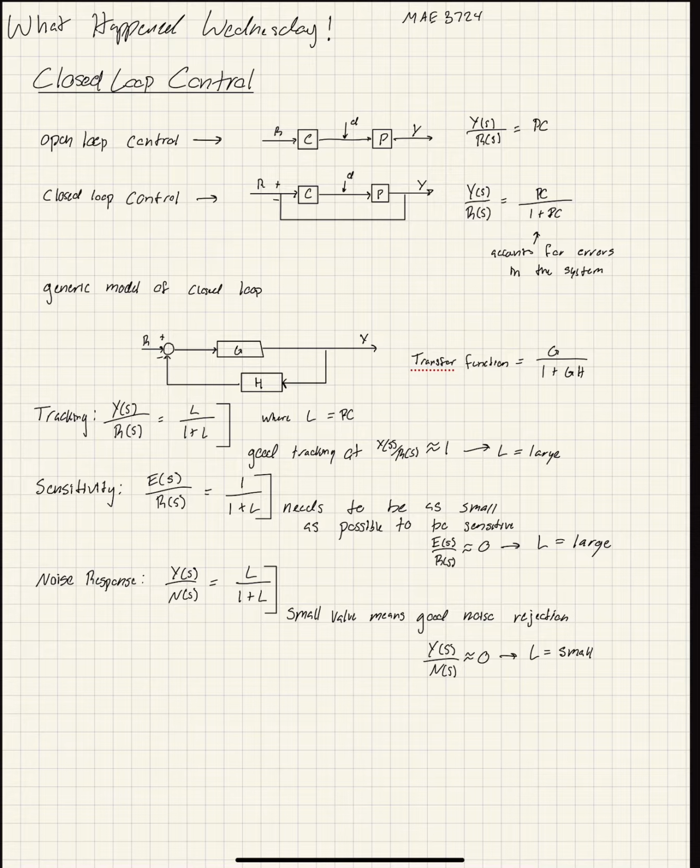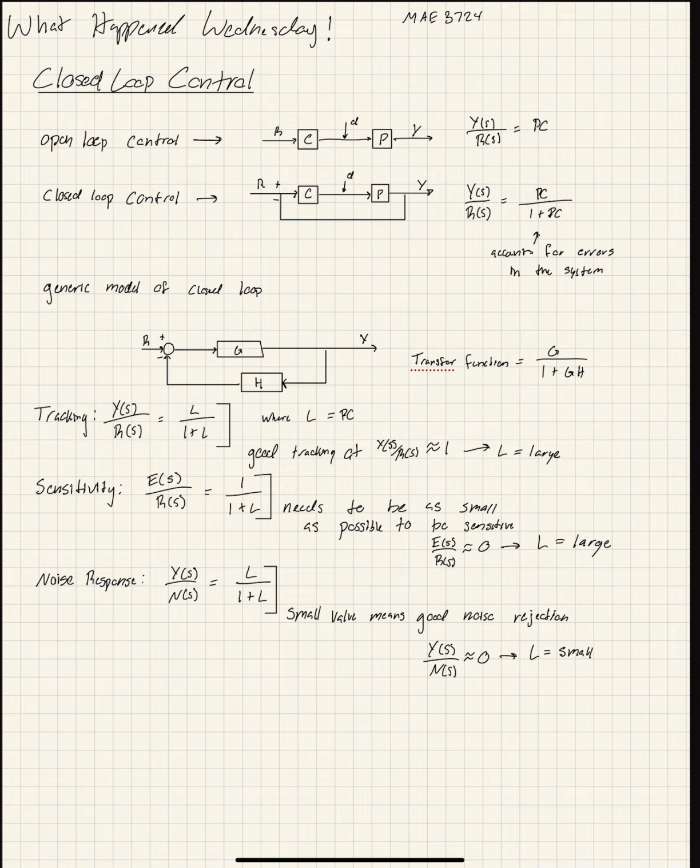Tracking, given by the Laplace transform or transfer function, y of s over r of s is equal to L over 1 plus L, which is kind of modeled up here, where this L is our plant times our controller. Good tracking is denoted where this transfer function goes to 1, so we need to make this L term large, or our controller times our plant large.